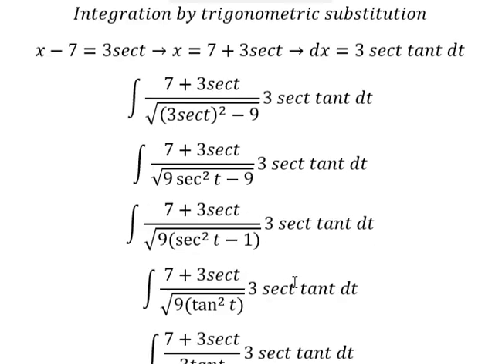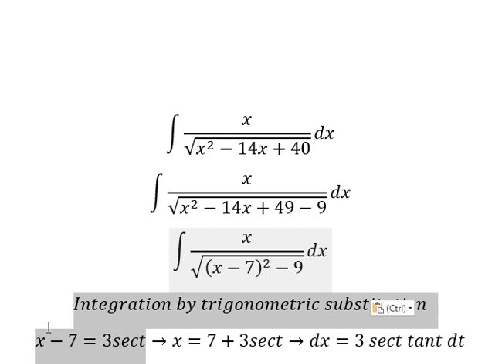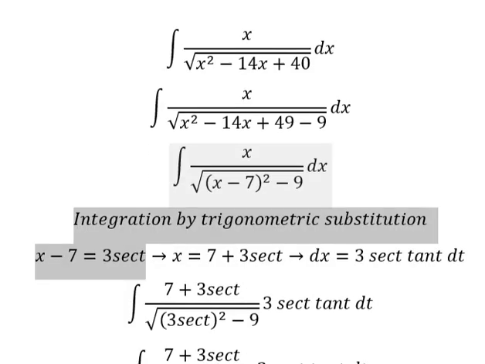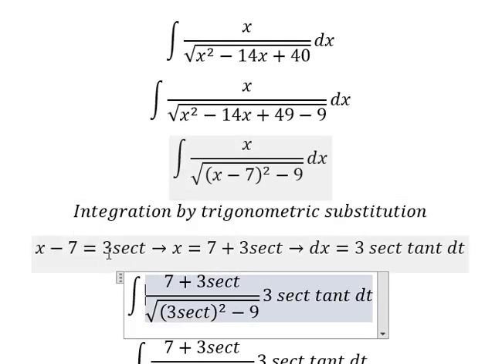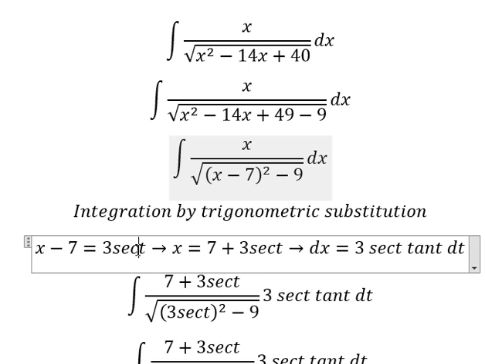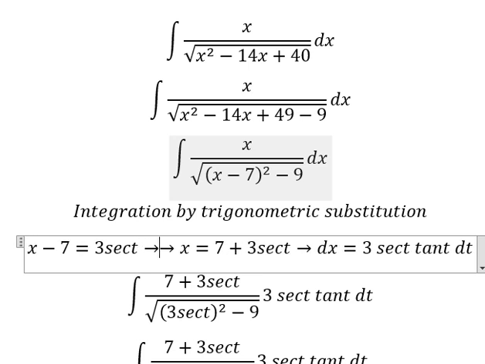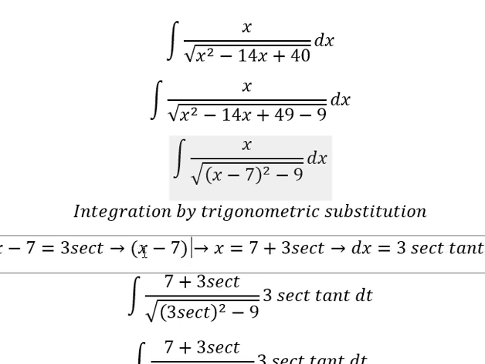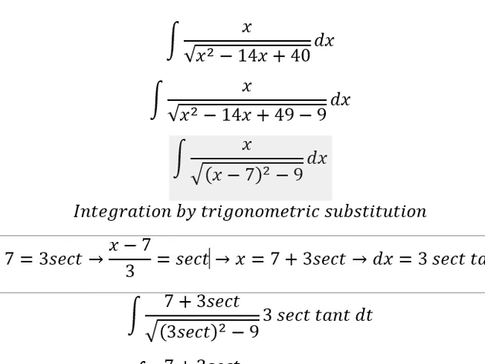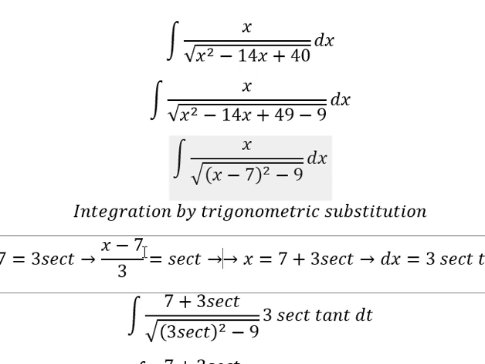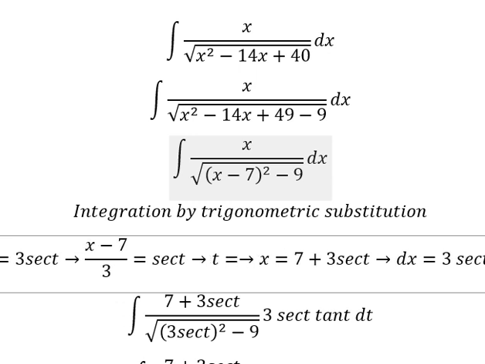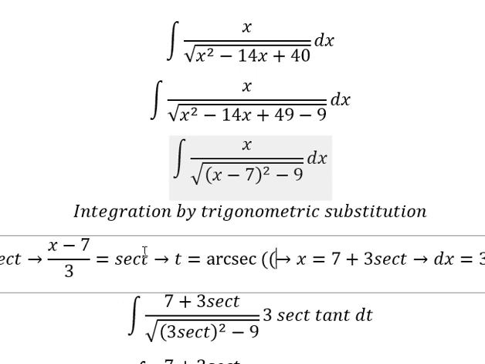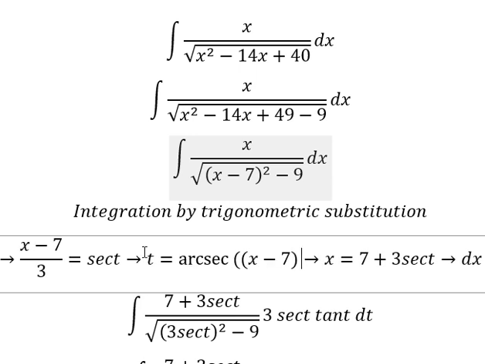About t, that is this one. So we need to divide both sides by number 3. And now we can find the value of t, that is arcsecant of s minus number 7 over number 3.